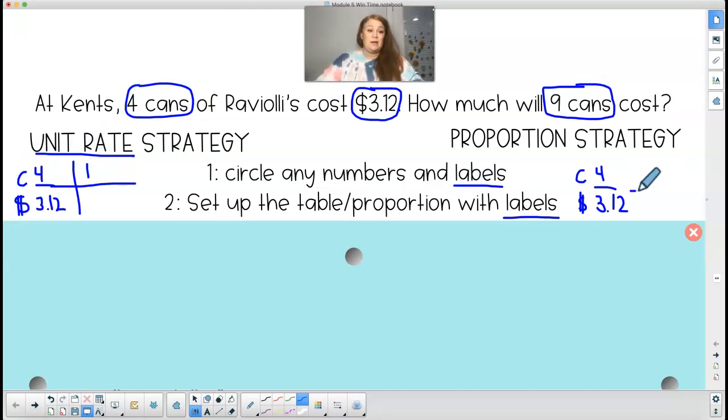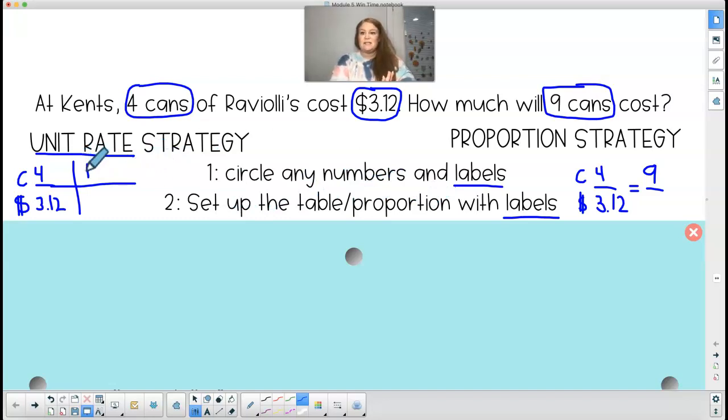So over here, we're going to skip the unit and go straight to 9 of them. And it's got to go on the top because it's a can. 4 cans, 9 cans, label of cans, all on the top. 1 can, 4 cans, here's my label, all on the top. So I've set everything up so you can see the difference.